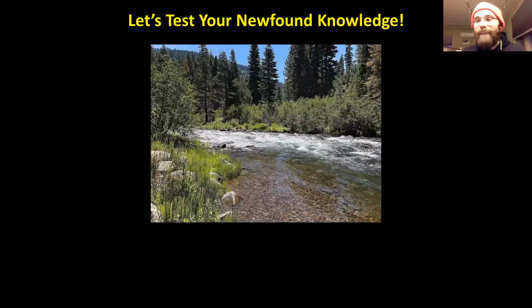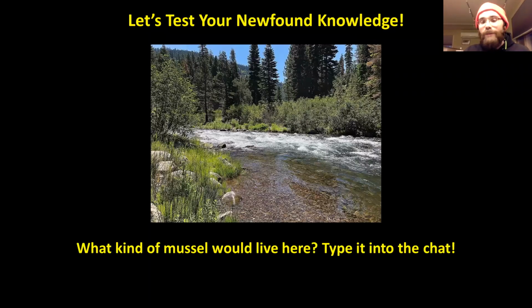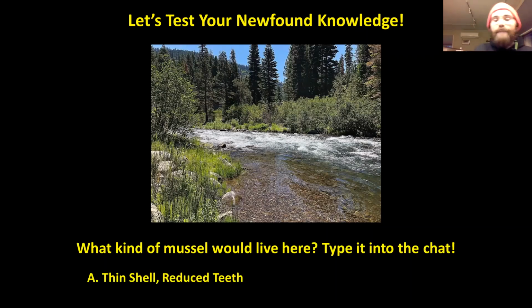So then I just have one more little game and then the conclusions, and then we'll get on to the questions and everything. So let's test your newfound knowledge. We got 5 more questions, same setup as before. So we have a picture. What kind of mussel would live here? We have 2 choices. Is this mussel going to have a thin shell and reduced teeth, or is it going to have a thick shell and large teeth?